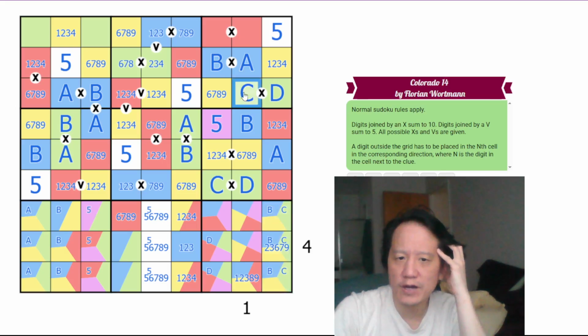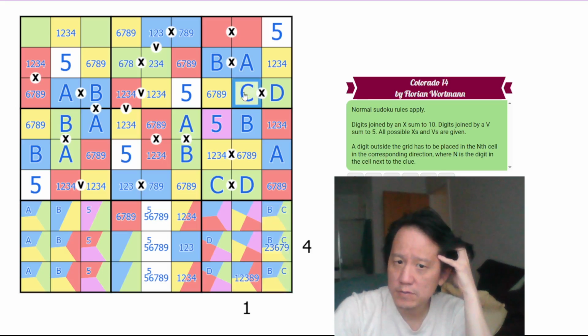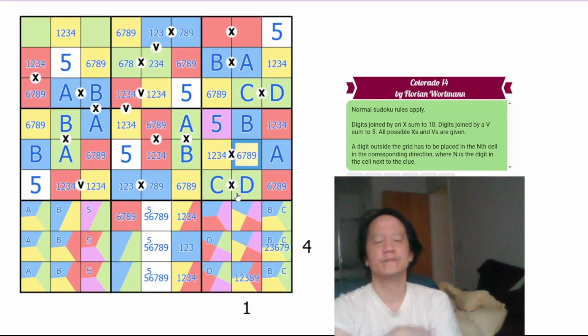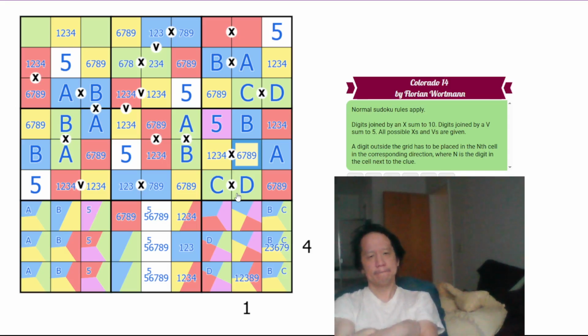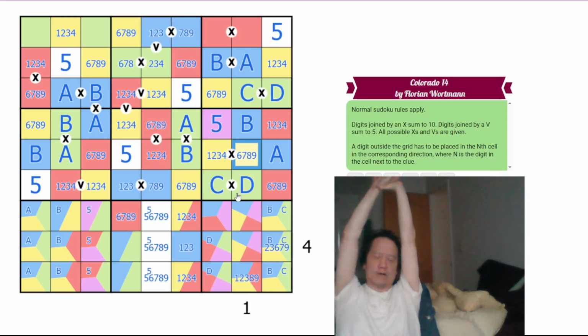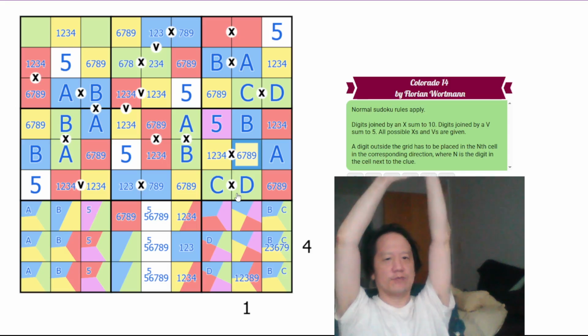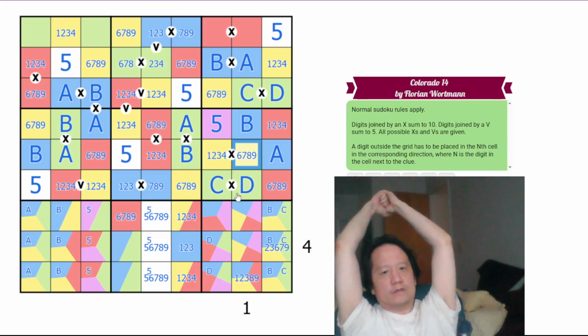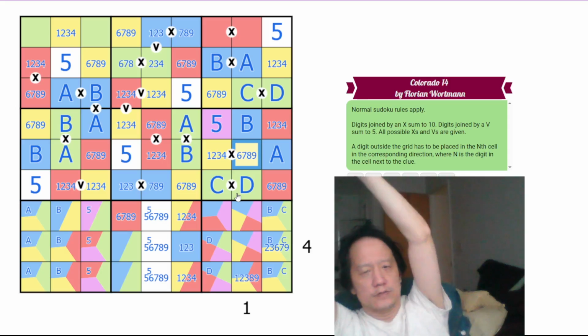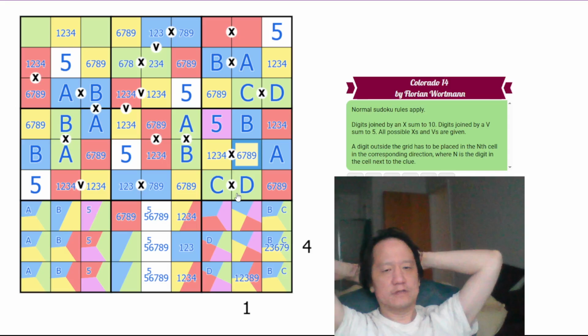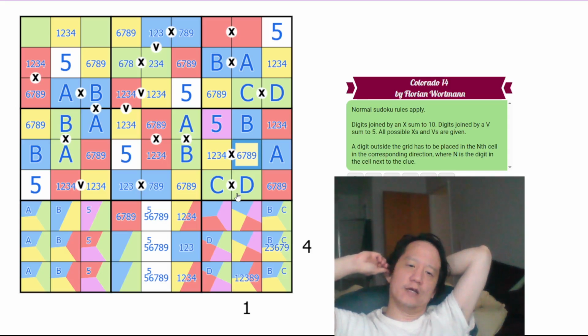So C would have to be 6 through 9. Either A or B would be 1 through 4. We're not sure which, right? Or actually, yeah, C would be 6, 7, or 8. We don't know what A or B could be.